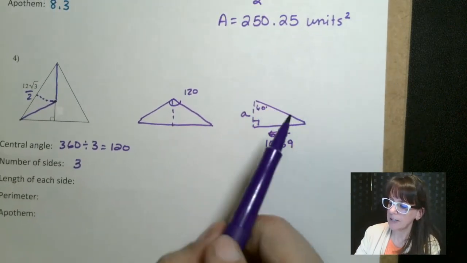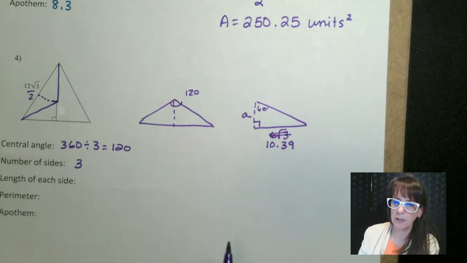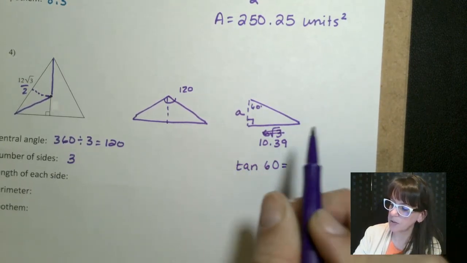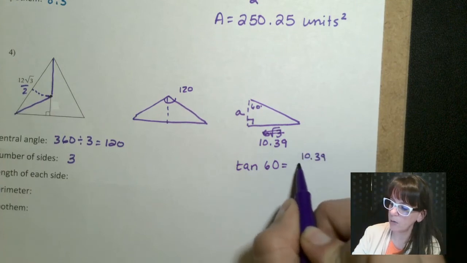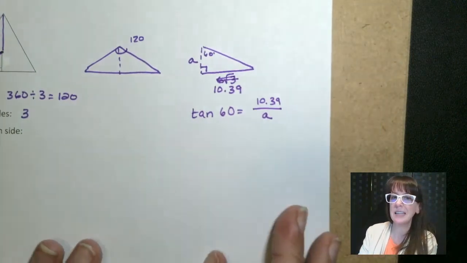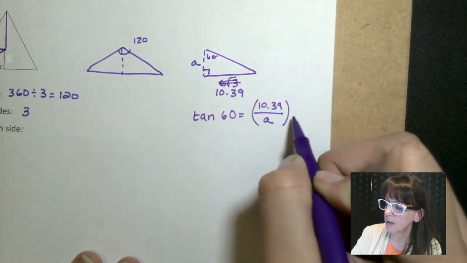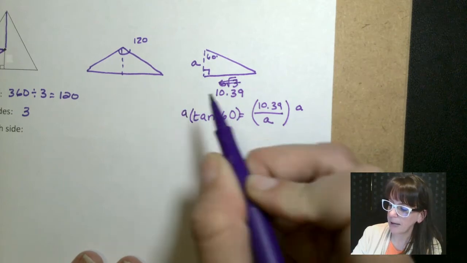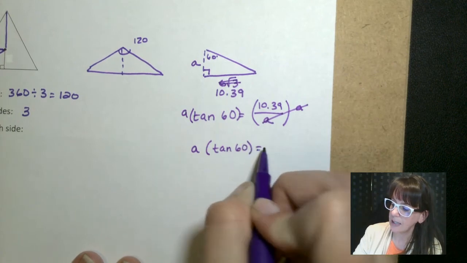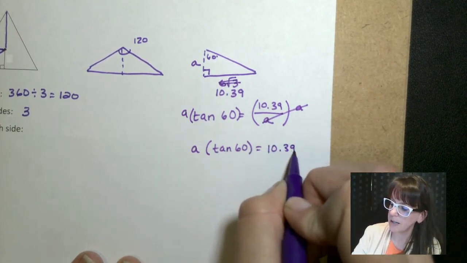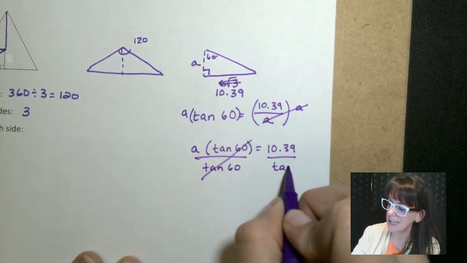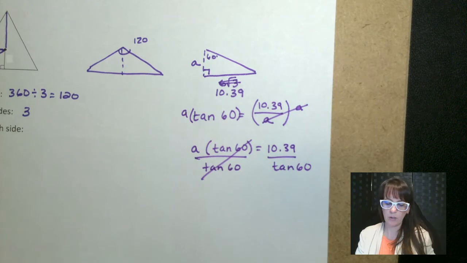I'm not involving my hypotenuse, so I want to do tangent. So tangent 60 equals opposite, which is 10.39, over adjacent, which is our apothem. Now, the variable is in the denominator, so we have to do a double step. Multiply by A, multiply by A. These cancel out. I've left A times tangent 60 equals 10.39. Divide this by tangent 60. Kablam, goes away.